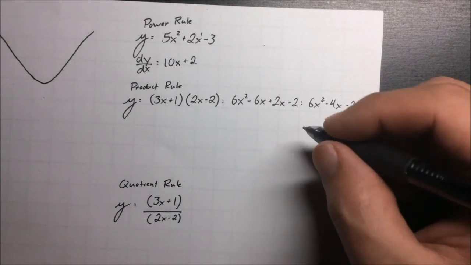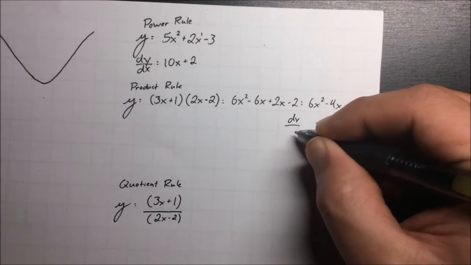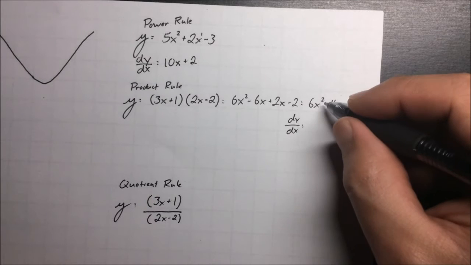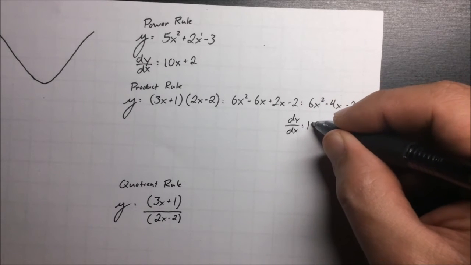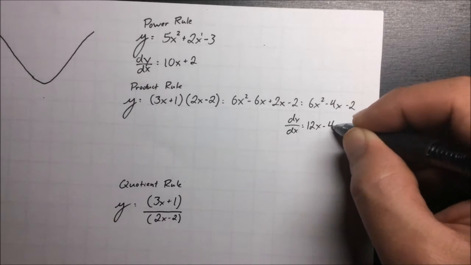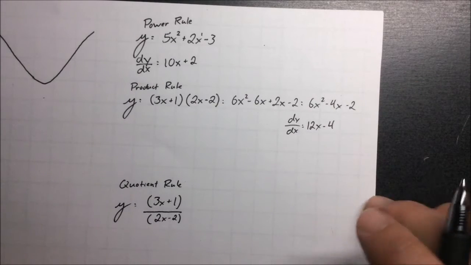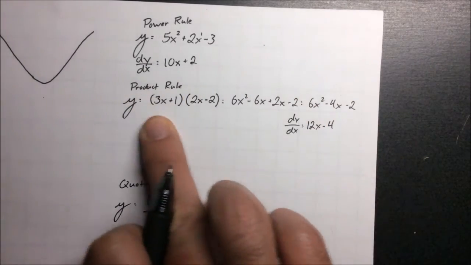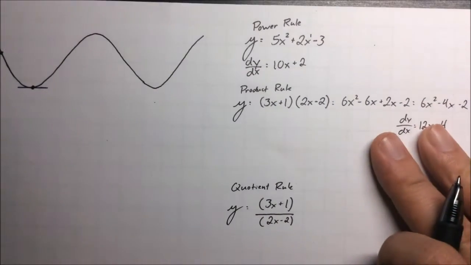If you wanted to, we can say dy over dx to find a first derivative would be to take the power of 2 and drop it down in front. 6 times 2 is 12x, minus 4x becomes 4, and of course that -2 would drop off. So the first derivative would be 12x minus 4. Instead of expanding it out, you could use what's called the product rule.